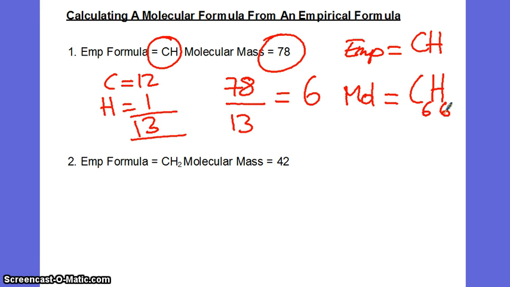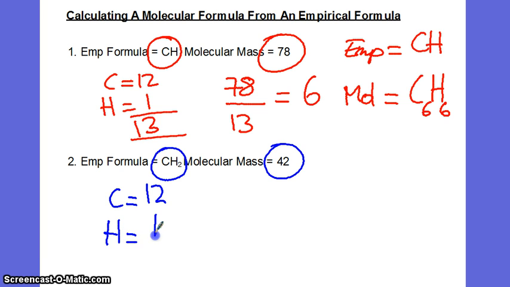So a second question down here. Again, you've been given the empirical formula. This time it's CH2. Again, you've been given the molecular mass, 42. So just follow exactly the same recipe that you did beforehand. So the carbon, look that up, it weighs 12. Hydrogen, look that up again, weighs 1. But this time we have 2 lots of hydrogen, so it's going to weigh 2. Okay, so 2 lots of hydrogen, and that comes to 14.